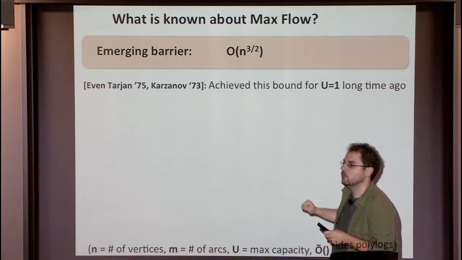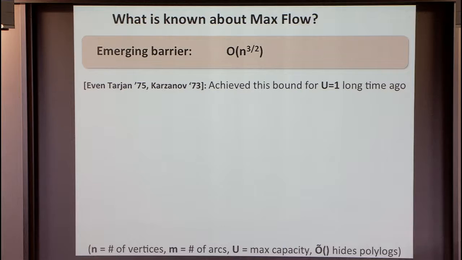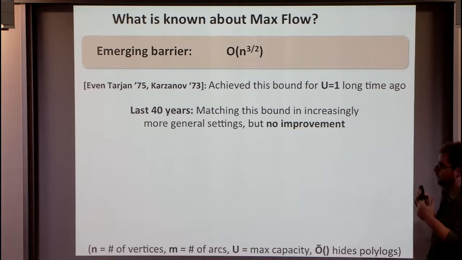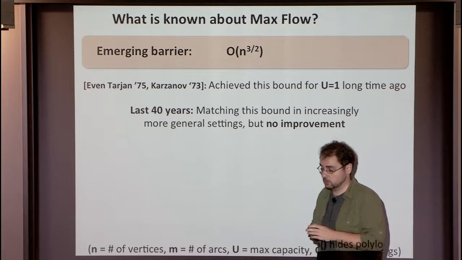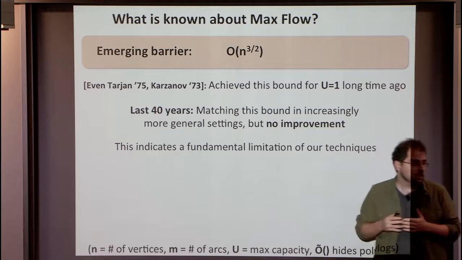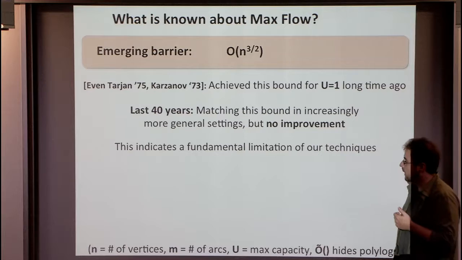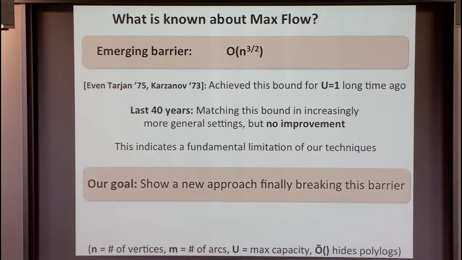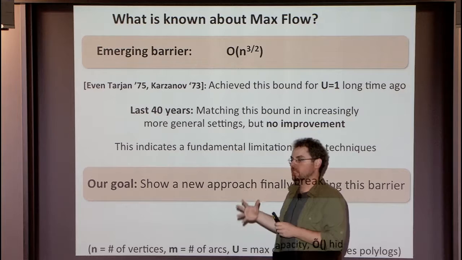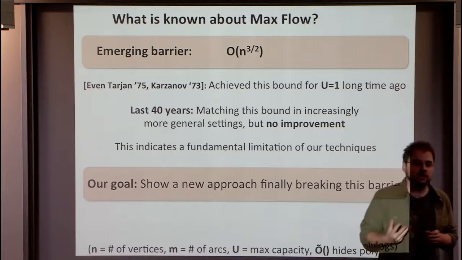So essentially, for this restricted setting, we knew this n to the 3/2 algorithm for a long time. The only thing that happened in the last 40 years is that we managed to match this bound for increasingly more general settings, but no improvement on this bound. This was the best we could do. And clearly, we are not stuck here for lack of trying. There are some fundamental limitations of our techniques that we couldn't overcome. What I want to tell you during the course of these three lectures is a new approach to the problem that finally breaks the bound. And again, the point is not that we will be breaking this bound. The point is that we will introduce a new approach, and breaking this bound is just a certificate that this is something genuinely new that we have not seen before.